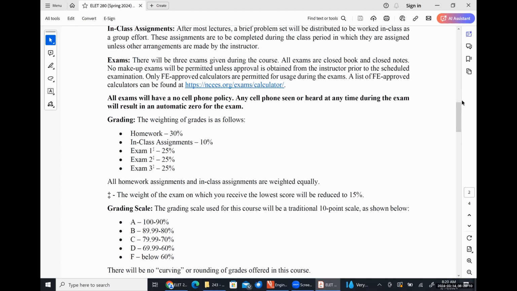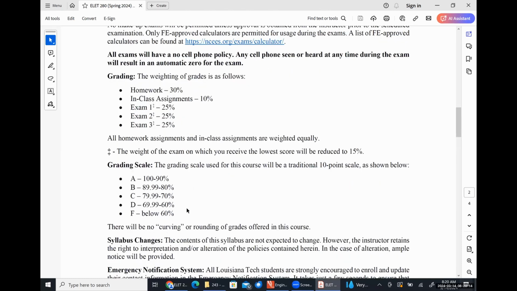The grading scale used for this course is a traditional 10-point scale. Given here, like I said earlier, there will be no curving or rounding of grades offered in this class. That being said, if you're on the borderline and you are attending regularly and all of that kind of good stuff, I'm willing to hear your case. If you're on the borderline and you're not attending regularly, pound sand.